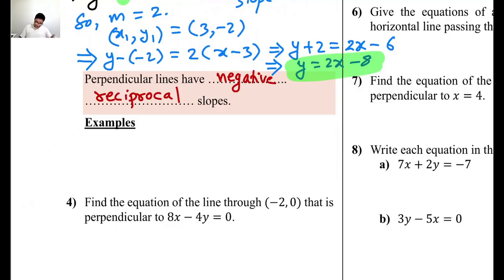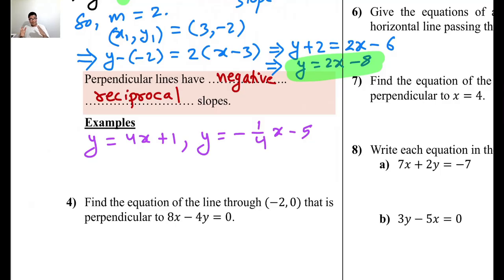What does that mean? What that means is, if one of your equations is, let's say, y equals 4x plus 1, the other line, the perpendicular line, should have the slope negative, okay, and reciprocal. Reciprocal of 4 is 1 over 4, right, x. Could have plus any constant, who cares, slope is negative reciprocal, okay.